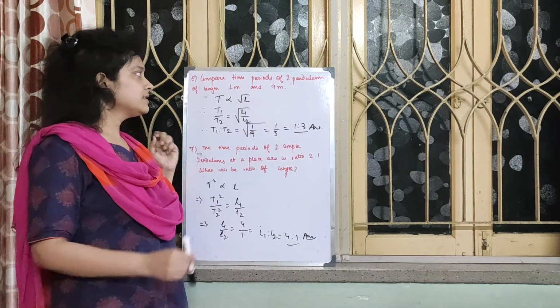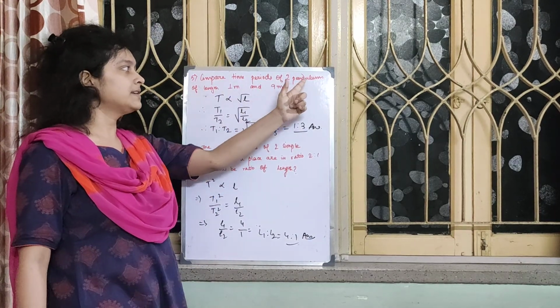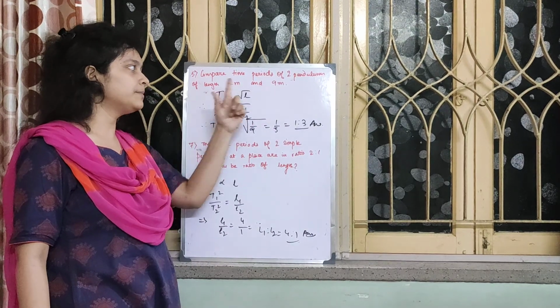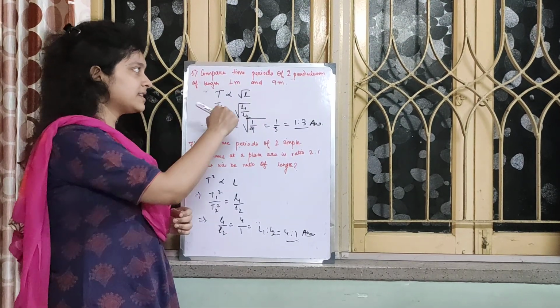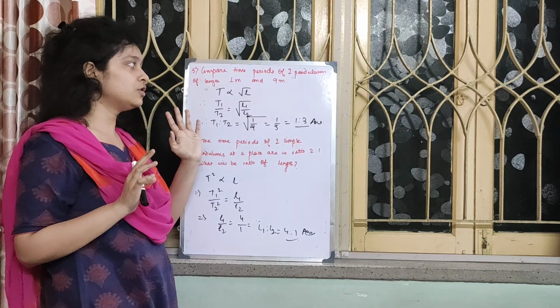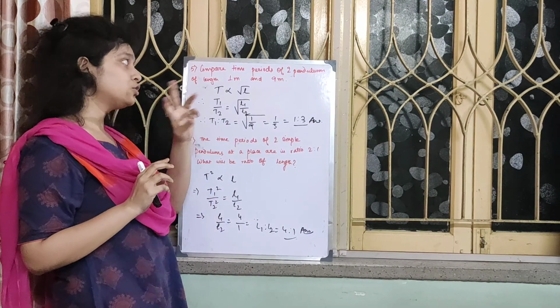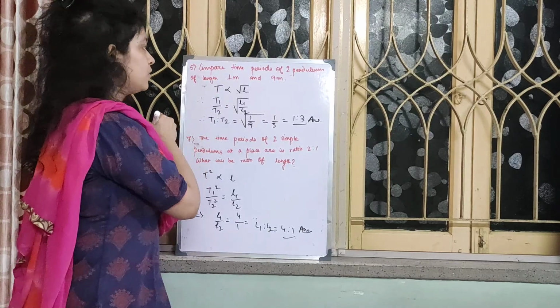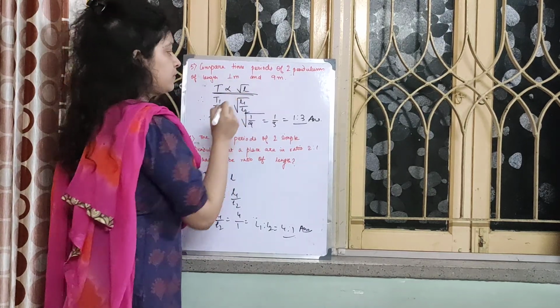5 and 7, look at the sums. Compare the time periods of two pendulums of length 1 meter and 9 meter. In this case, effective length is given. So, we have to find the ratio of the two time periods of the two pendulums. Now, we know T is proportional to root over L.